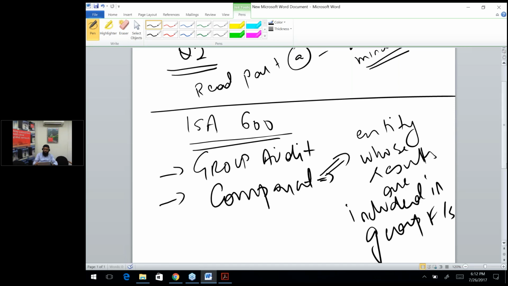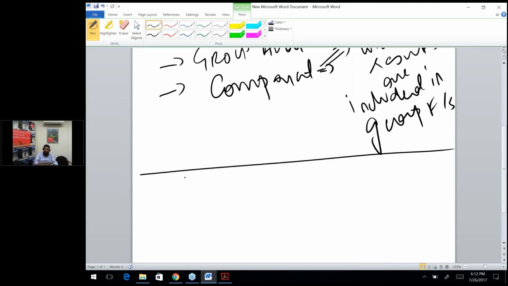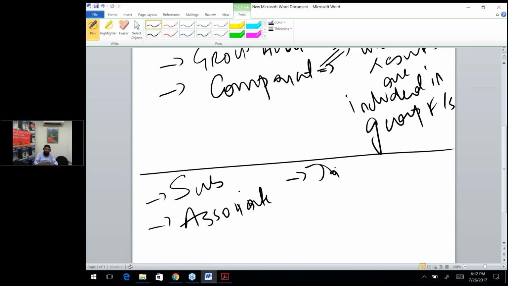That means whenever we talk about a component, the component could be your subsidiary, an associate, a joint venture, it could be anything. So it could be a subsidiary, it could be associates, it could be a joint venture.